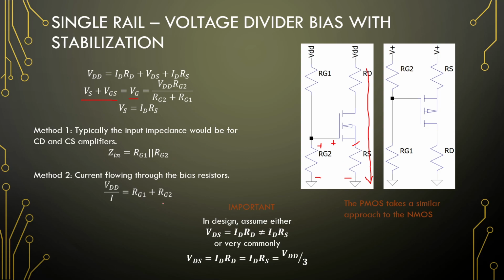Right. So again, you can use the two methods, input impedance or the current flowing. Important to note, typically if you don't know what the voltages are, you will choose your IDRD equal to your IDRS equal to VDD divided by 3. But remember that there are cases where IDRS is chosen a smaller voltage value, but you always try to keep the voltages equivalent across the drain resistor and the drain source voltage. Okay, so there are usually two options here. So the one, if you don't know what to choose, and if a source voltage is given to you, remember that this bottom equation is not valid then.